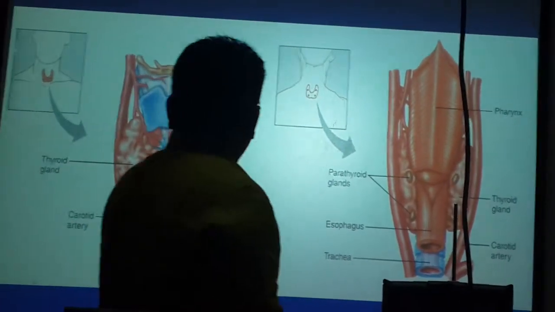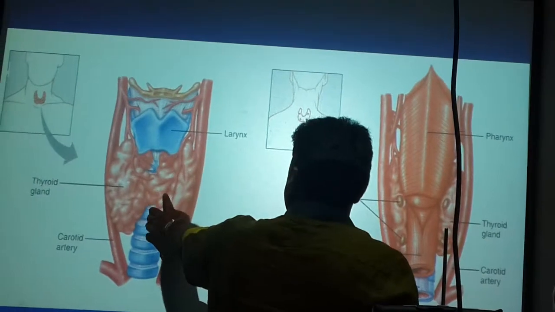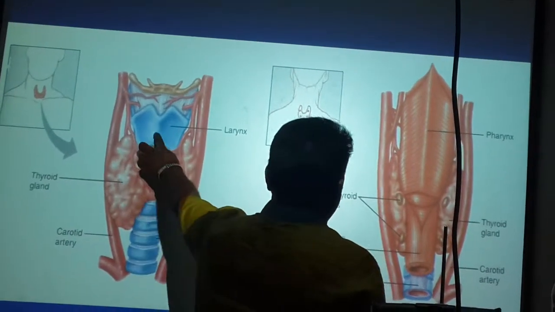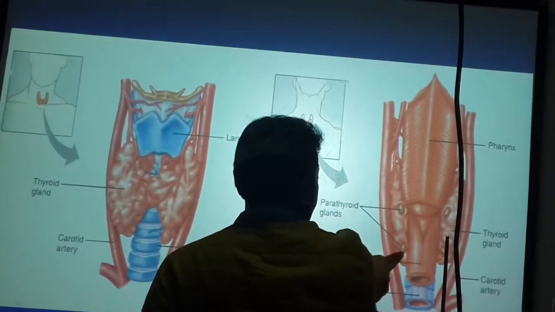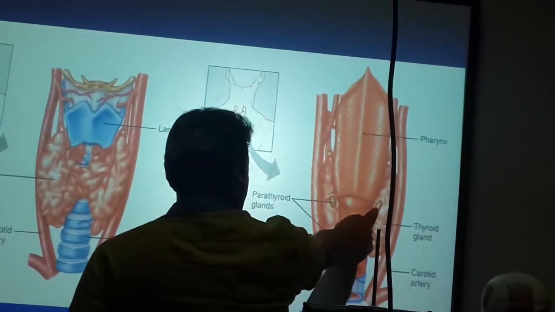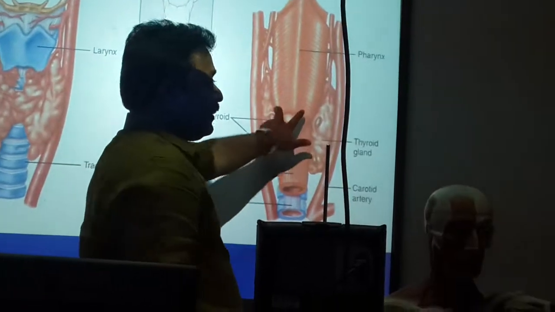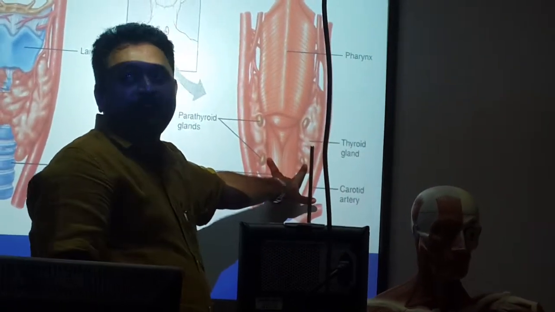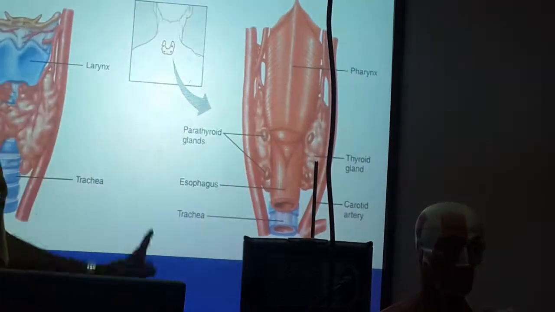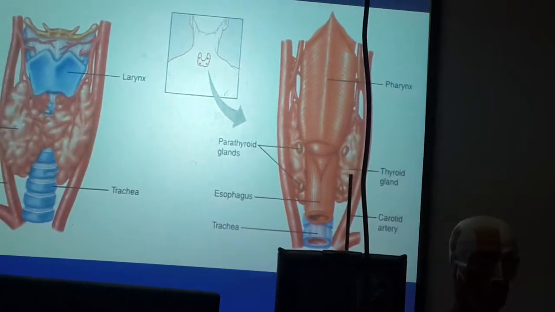See here, this is the anterior aspect of the thyroid gland. This is the thyroid gland, thyroid cartilage, and this is the posterior aspect. See here, parathyroid glands. There are 4: 2 superior and 2 inferior parathyroid glands.